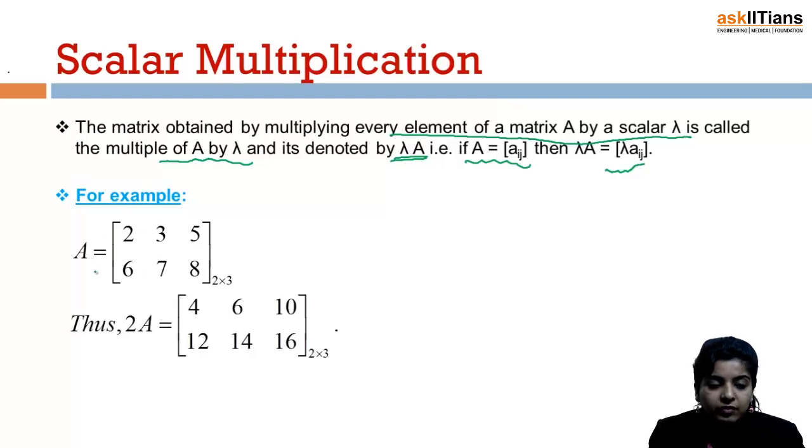For example, we have a matrix A of order 2 cross 3. Then if you want to compute 2A, you will multiply each and every element by 2. This gets multiplied by 2, then this gets multiplied by 2, then this gets multiplied by 2. Similarly, each and every element will get multiplied by 2, right?